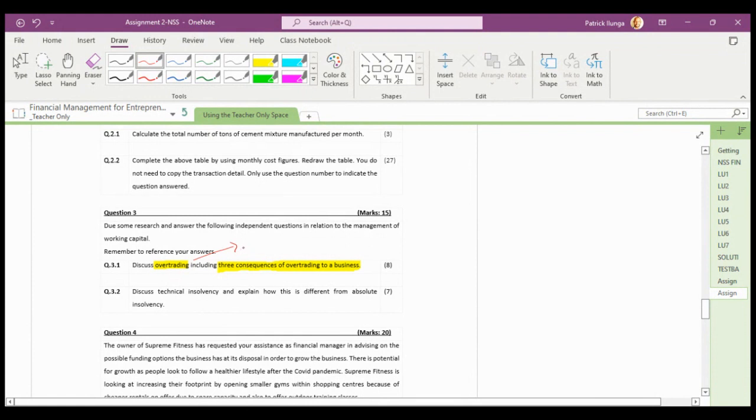But please, again, you are discussing overtrading. It will be good for you to define overtrading. What is it? Don't just give me the consequences. Give me first a proper definition of what we are talking about here. What is overtrading? And then give me three of the consequences plus an explanation. Don't just give me a consequence of overtrading without an explanation. I just need 3, and you can see that we will get to 8 marks very easily. So there is no way that you could miss something like this.